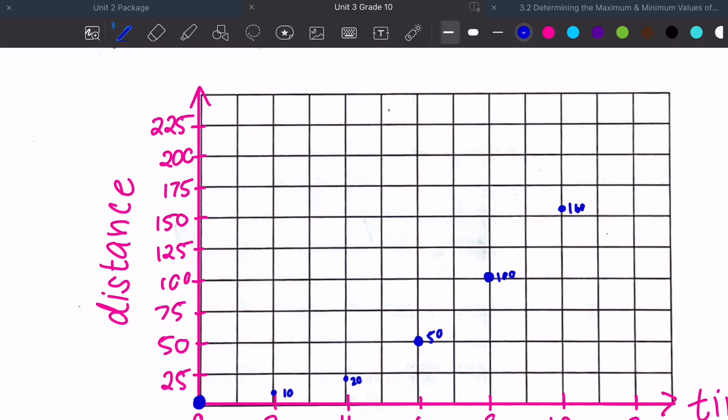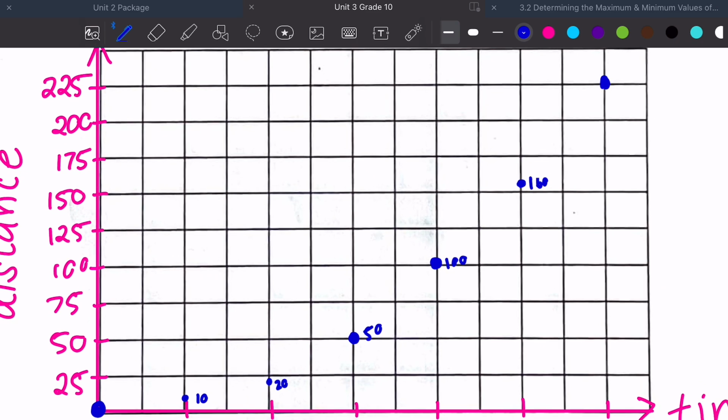And then my last point was 12, and that's 225. So this last point, I can't really draw a line for this, because you'll see, if I draw a line from my starting point to my end point, I'm missing all of the points. It has to be a curve. It's gotta be a curve.